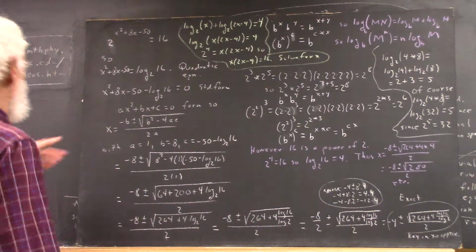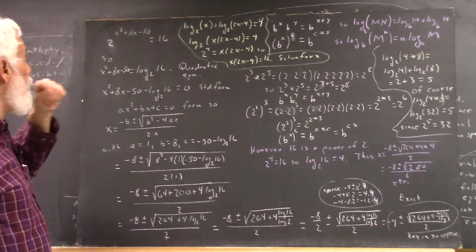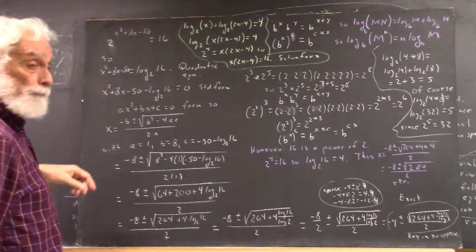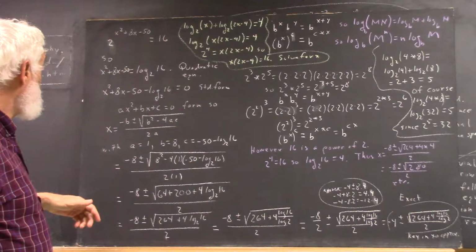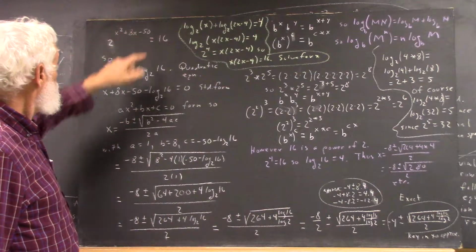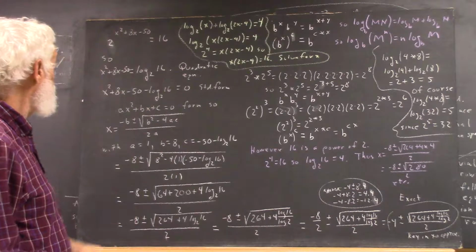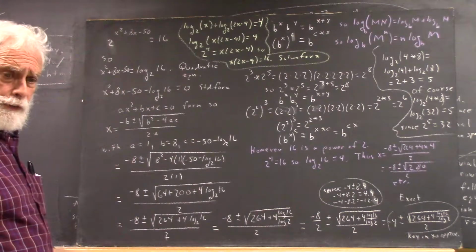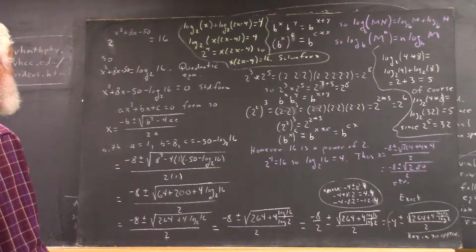Okay, we look at the equation 2 raised to the x squared plus 8x minus 50 equals 16. It follows by rearranging this equation to logarithmic form in the obvious way that x squared plus 8x minus 50 equals log base 2 of 16. So what kind of an equation is this? We haven't seen an example of an equation of this nature.